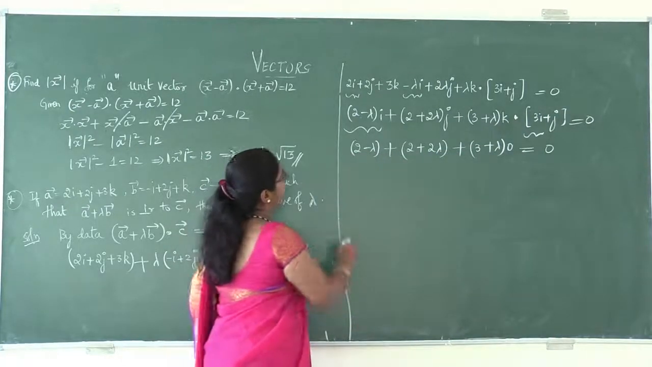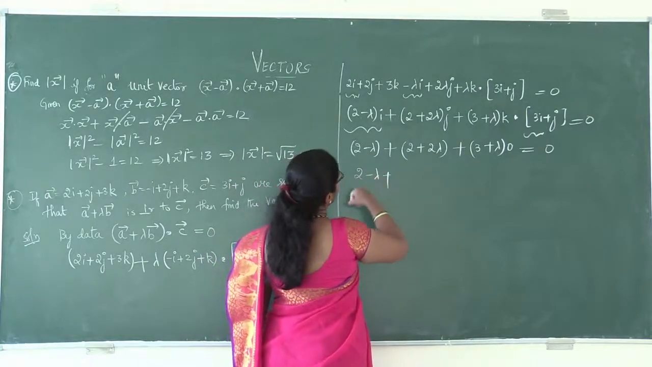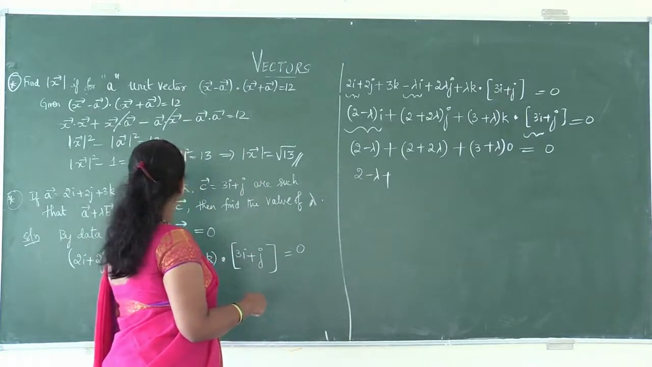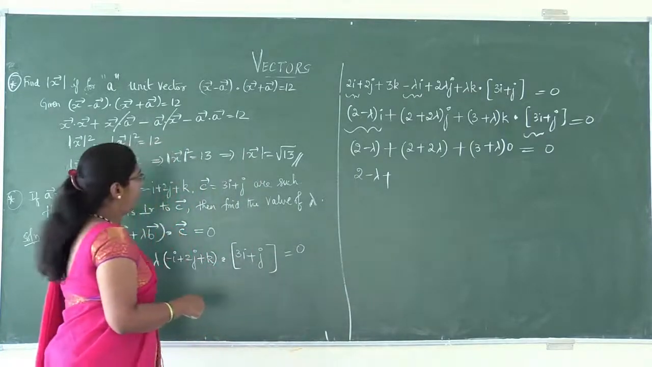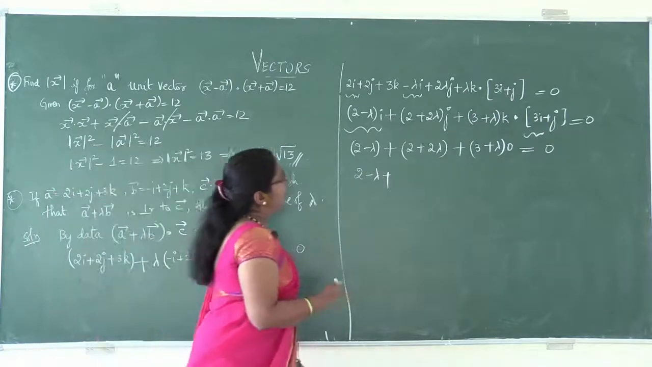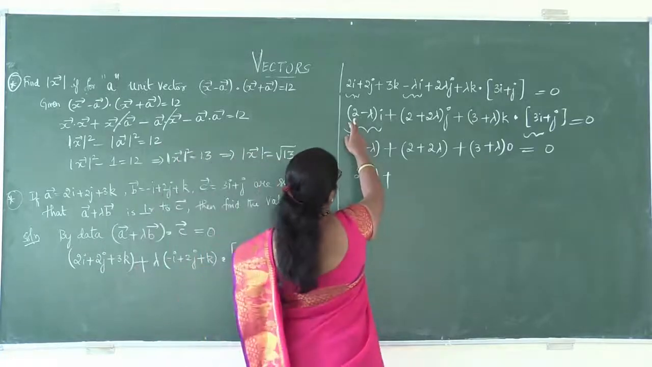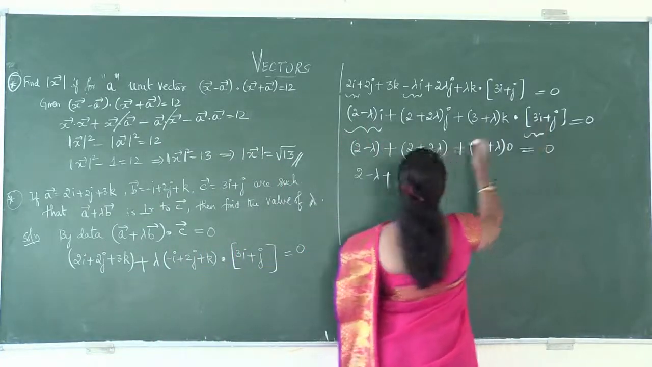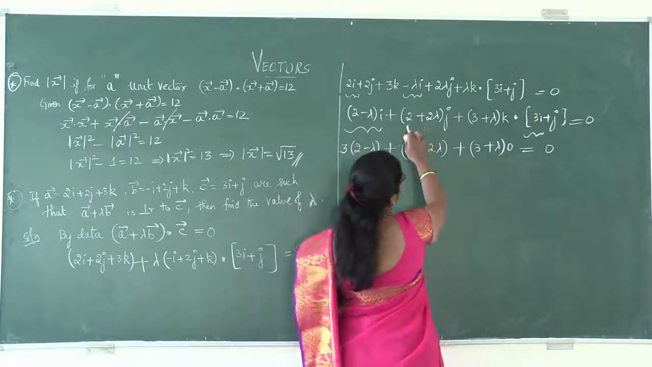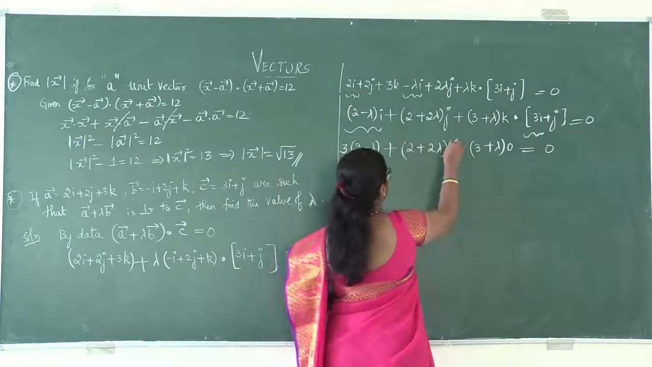Now what do we have? 2 minus lambda plus 2 plus 2 lambda. 2 minus lambda into, directly you can write with respect to 3. Ith coefficient 2 minus lambda into what now? This is nothing but 3. Similarly, j coefficient 2 plus 2 lambda. What is the coefficient of j here? That is nothing but 1.